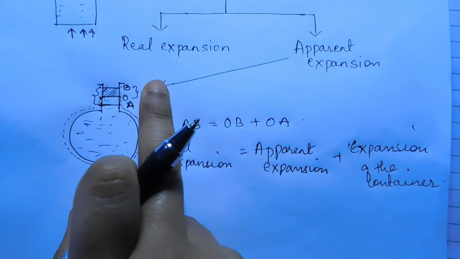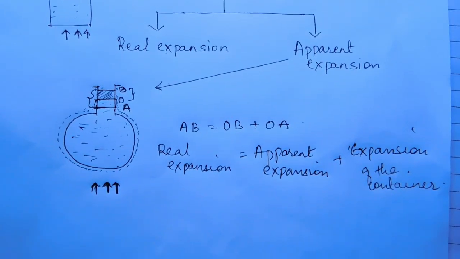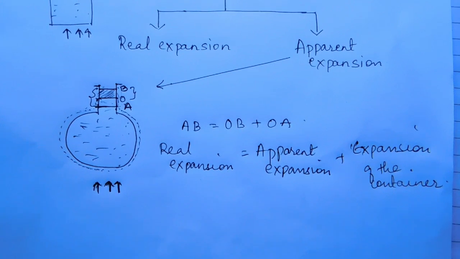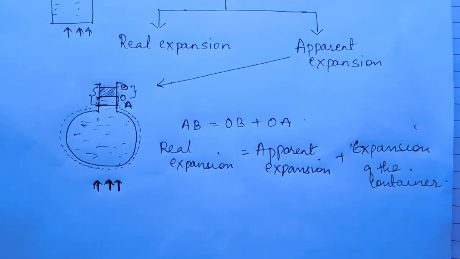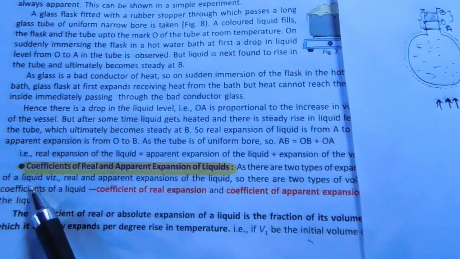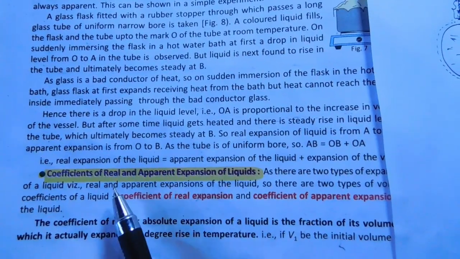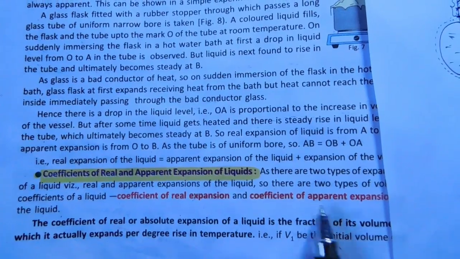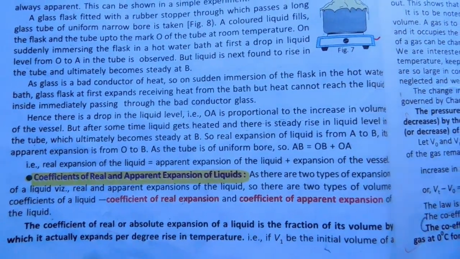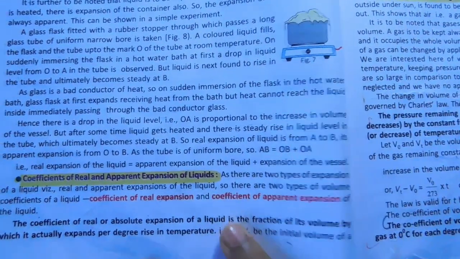So that is why we have got real expansion and apparent expansion for the liquids. Now let's see here. We also have the coefficients for the real expansion and coefficients for the apparent expansion. It's given out here in the book. Kindly go through it.